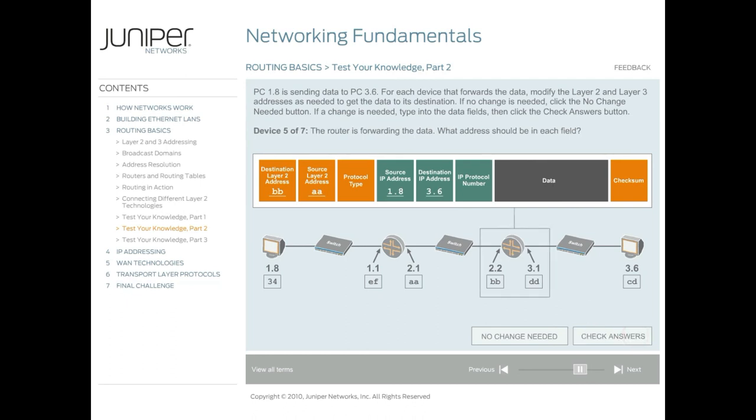Now the second router is forwarding the data. Modify the addresses as needed or click No Change Needed. That's incorrect. Try again. That's still incorrect. Here are the correct answers. Now the final switch is forwarding the data. Modify the addresses as needed or click No Change Needed. That's correct. The switch has forwarded the data without making any changes. Well done. Your data has arrived at PC 3.6. Click Next to continue.